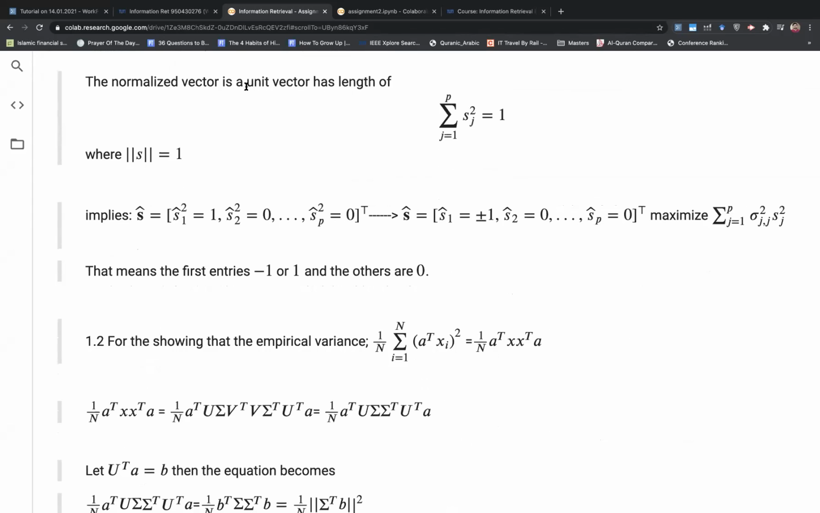The normalized vector is a unit vector that has length 1. So it further implies that the sum of S hat squared is equal to 1, and the other S hat squared is equal to 0. The reason is that only the ith or the jth entry would be 1. All other entries would be 0, right? For this S hat, if we take a square root of this, then it would be plus or minus 1. So this means that the first entries are minus 1 or 1 and the other entries are 0.